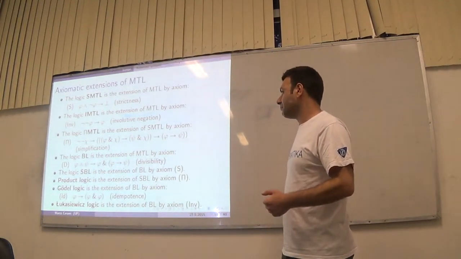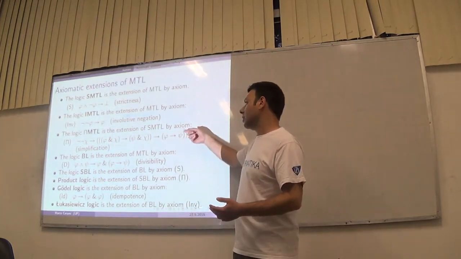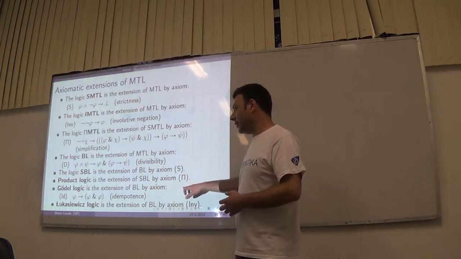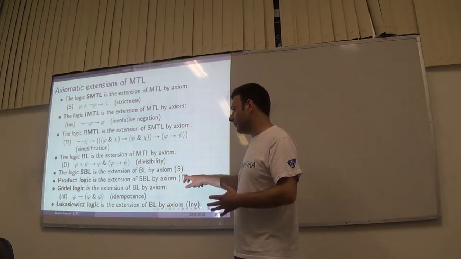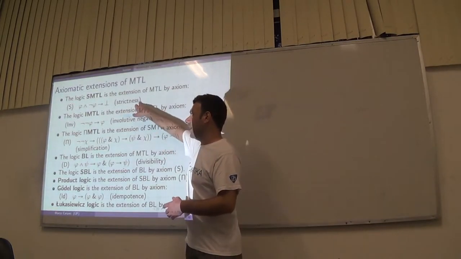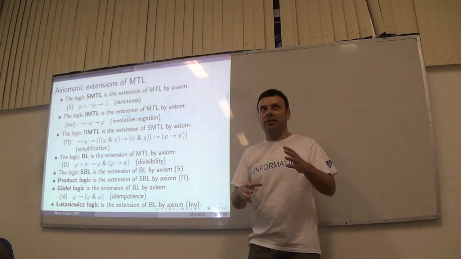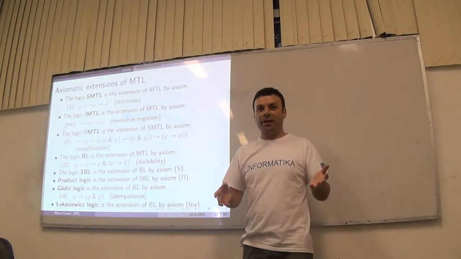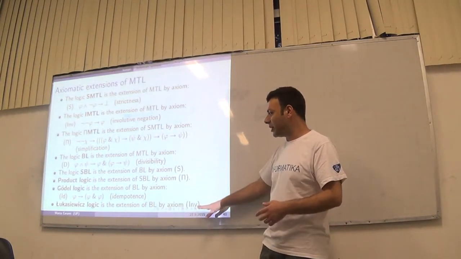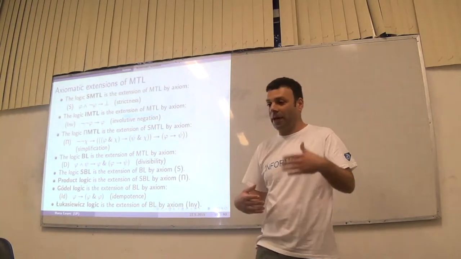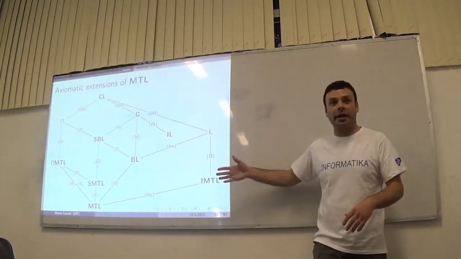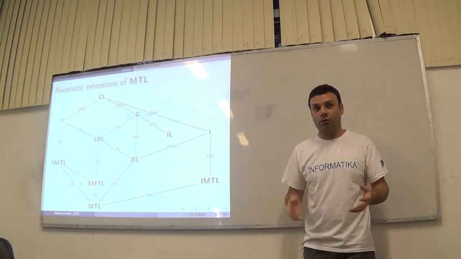And product logic obeys cancellation. Both product and Gödel are considered kind of strict logics because the negation is what is called Gödel negation, which just crispifies all the formulas. Every negative formula in product and Gödel has value either 0 or 1. While in Łukasiewicz, it can have every kind of value, just 1 minus the value of the formula. This is the landscape of the logics that we are treating.